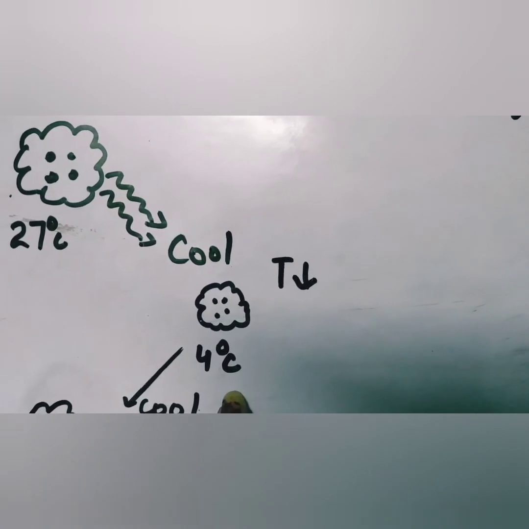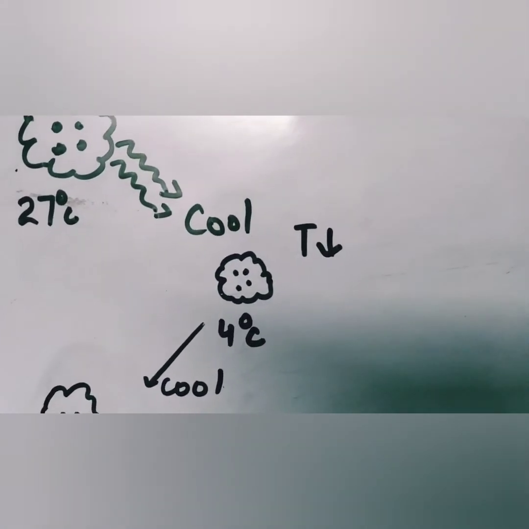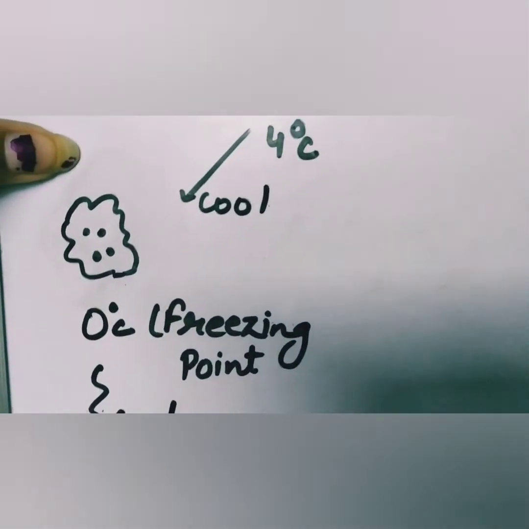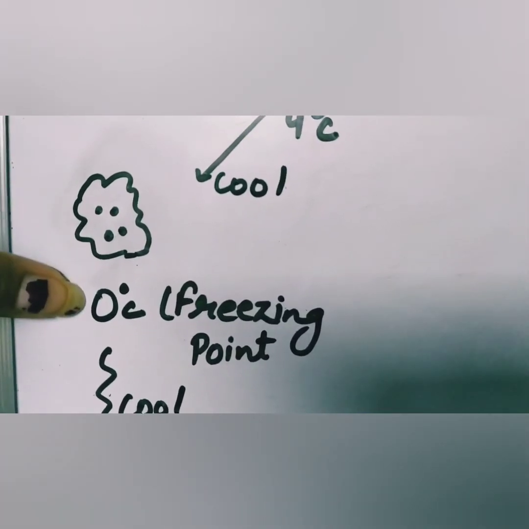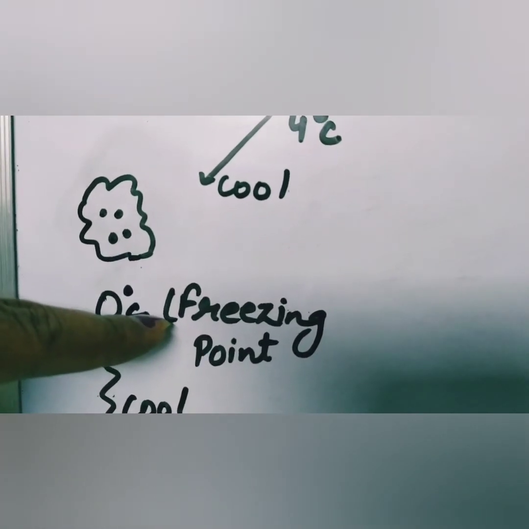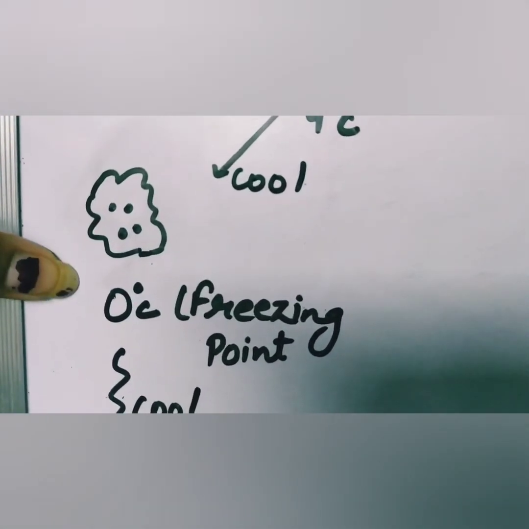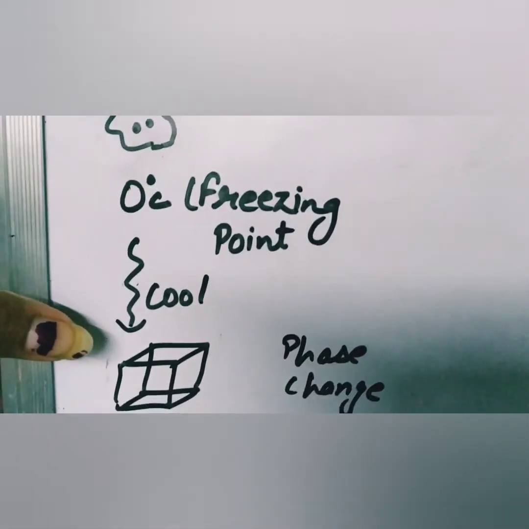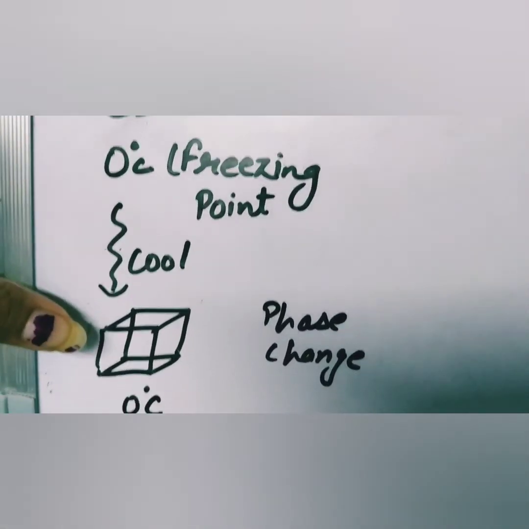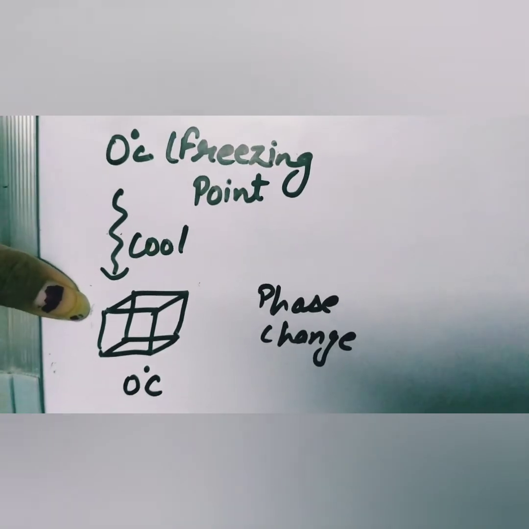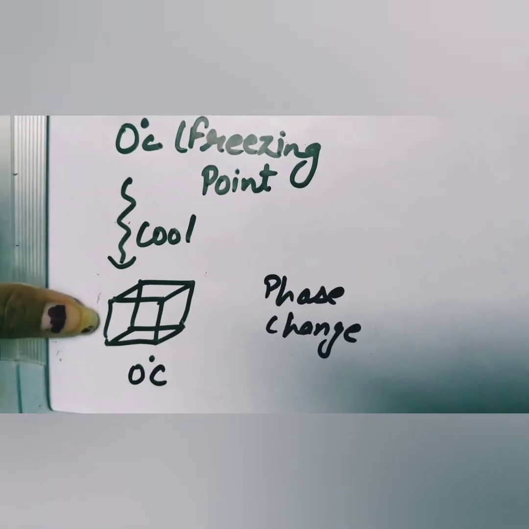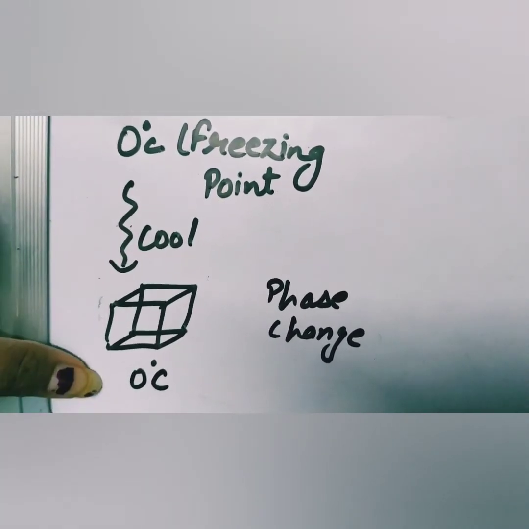Below 4 degrees Celsius, if we cool this liquid, then expansion occurs. Then expansion occurs at 0 degrees Celsius, and 0 degrees Celsius is the freezing point of the water. When we cool it again, it changes its phase. This water is now converted into a solid ice cube. The temperature is also now 0 degrees Celsius. In this, only the phase changes, but the temperature remains the same.